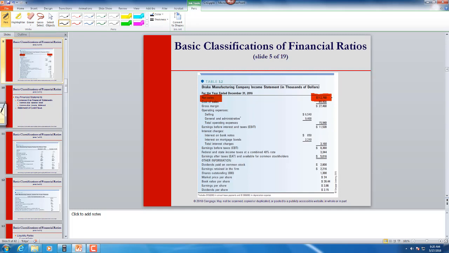So the order of this, if you're a business student, you need to know how an income statement is created. You start off with net sales. Then from that you deduct cost of sales. The difference between them is gross margin. From that you deduct operating expenses. Then you get earnings before interest and taxes. From there you deduct interest. Then you get earnings before taxes. From that you pay taxes. And then you get profits after tax.